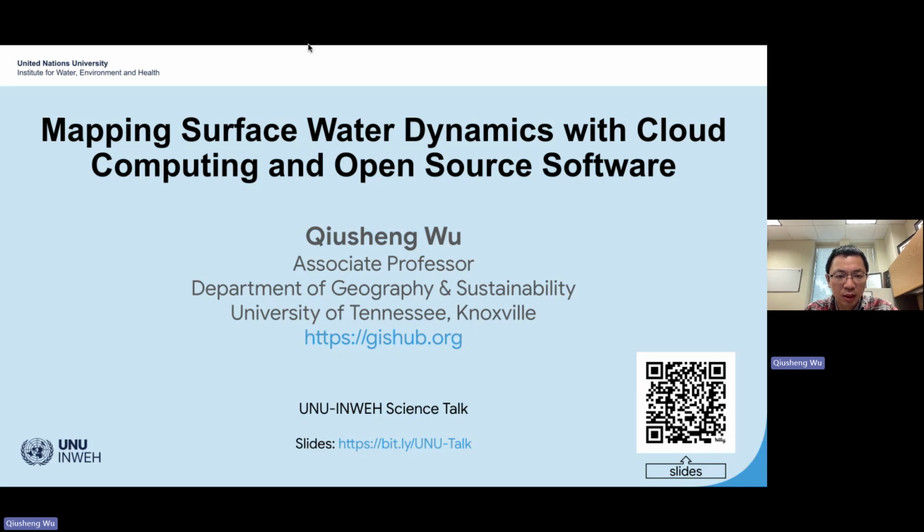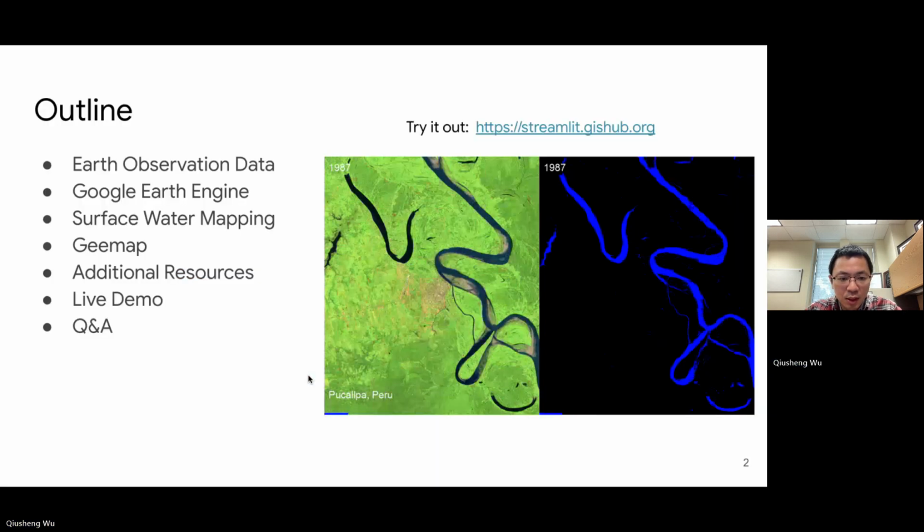Today, I'm going to show you some of the resources that you can use to map surface water using cloud computing and also some open source software packages. You will just need a browser, and then you can easily use open access data and cloud computing to see the surface water changes around the globe. The link to my slides can be accessed by scanning the QR code, or you can visit the URL bit.ly/UNU-talk.